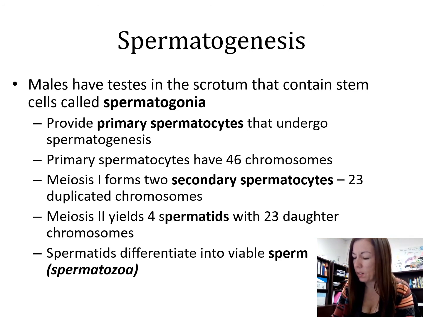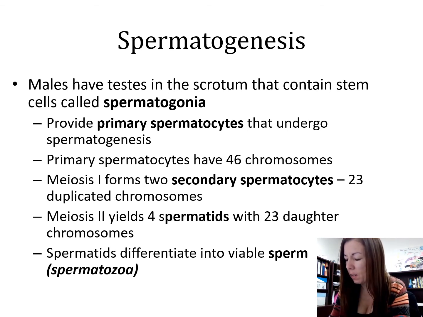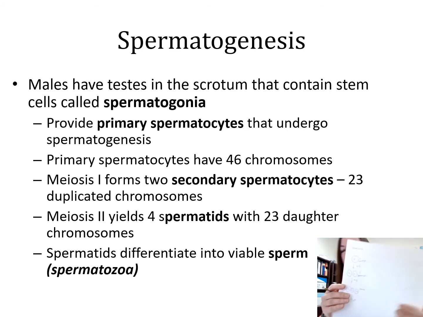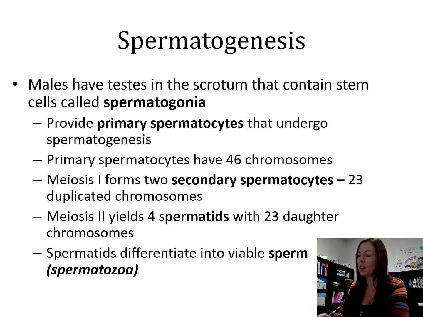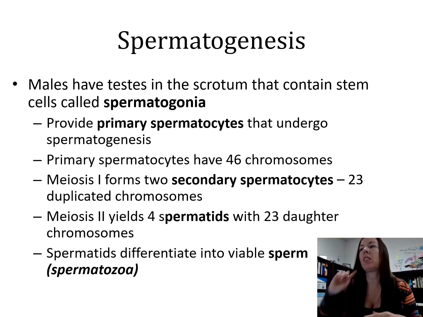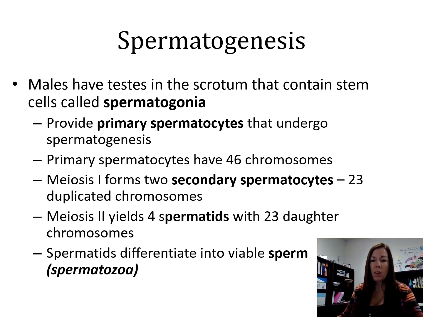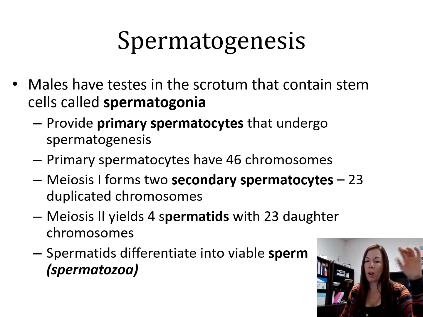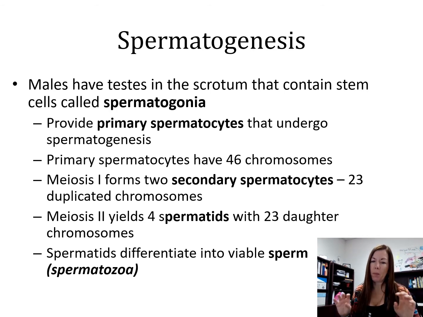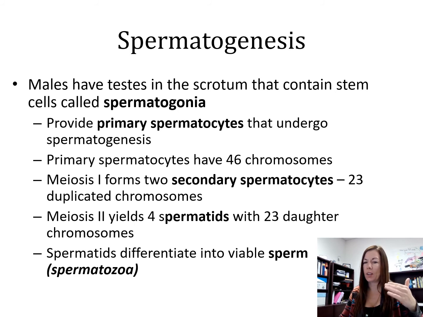into your 4 little viable sperm cells. So there's your 4 little happy viable sperm cells. So spermatogenesis is super straightforward, because you're like, okay, meiosis 1, bam, meiosis 2, bam, bam, bam. Like, it is what it is.